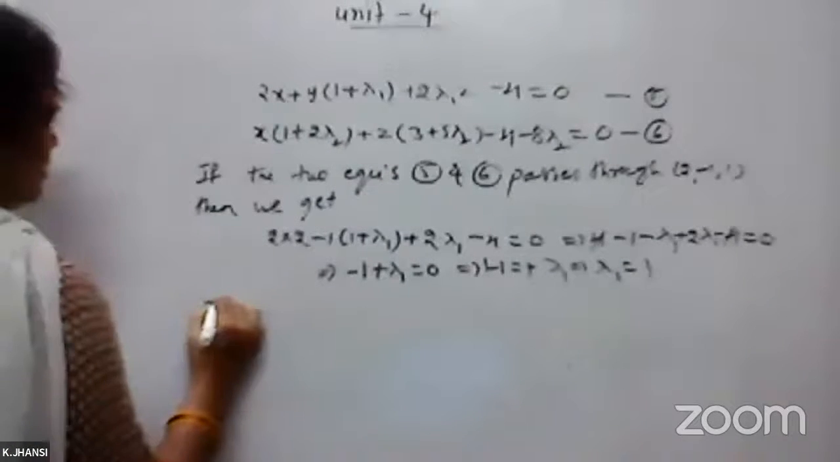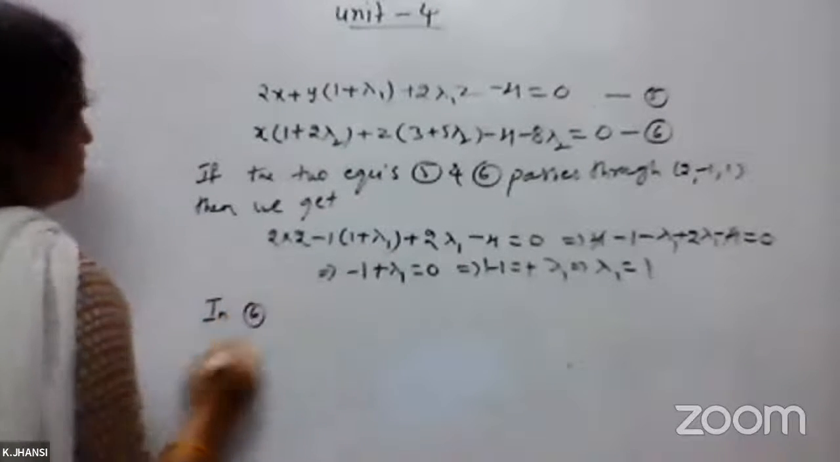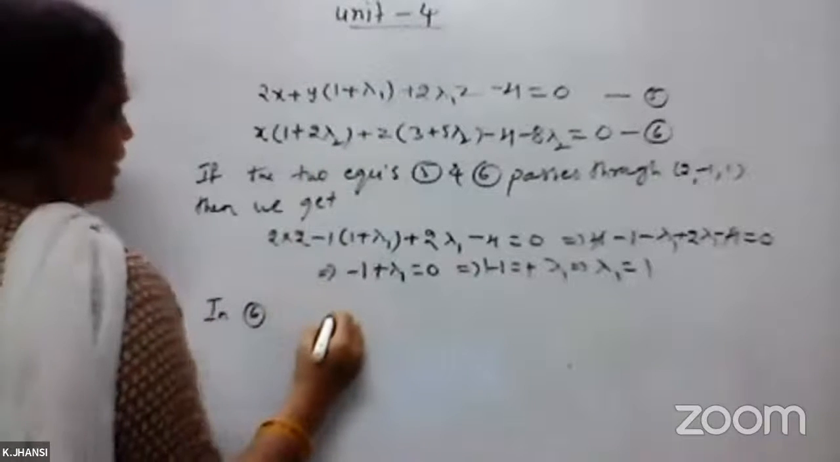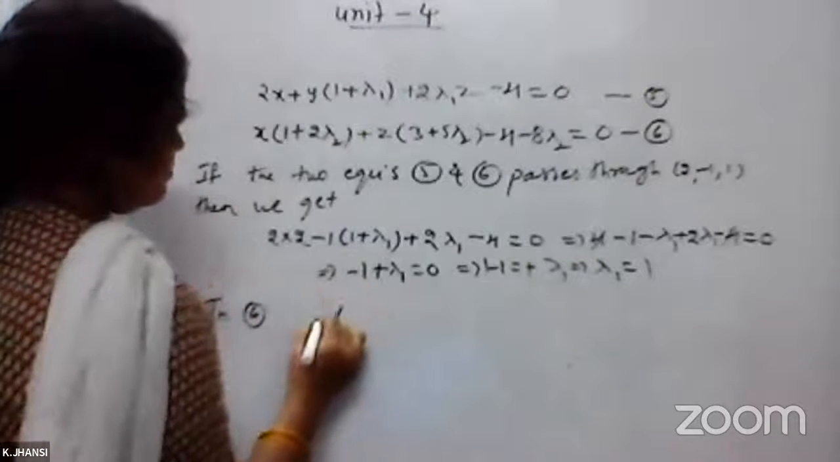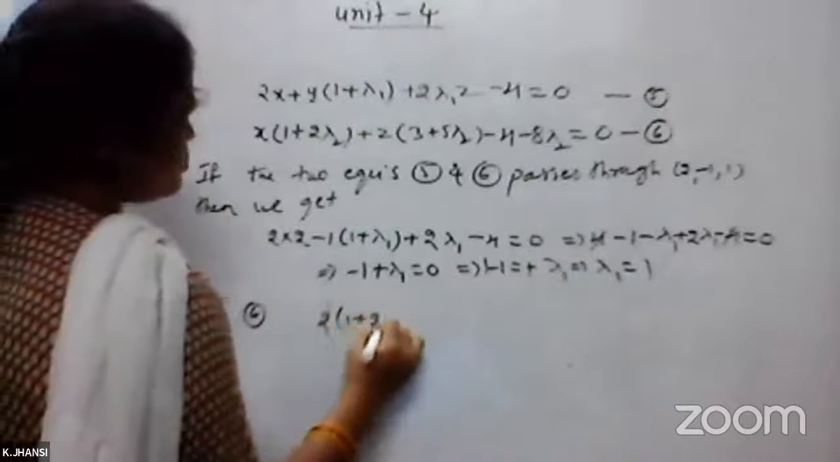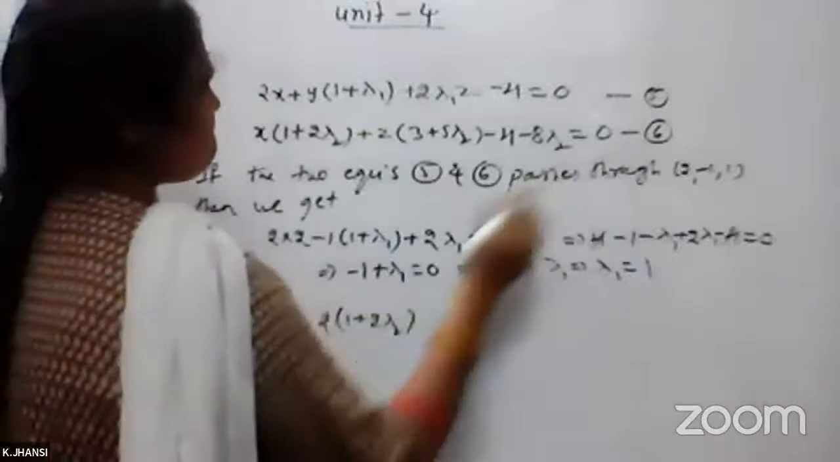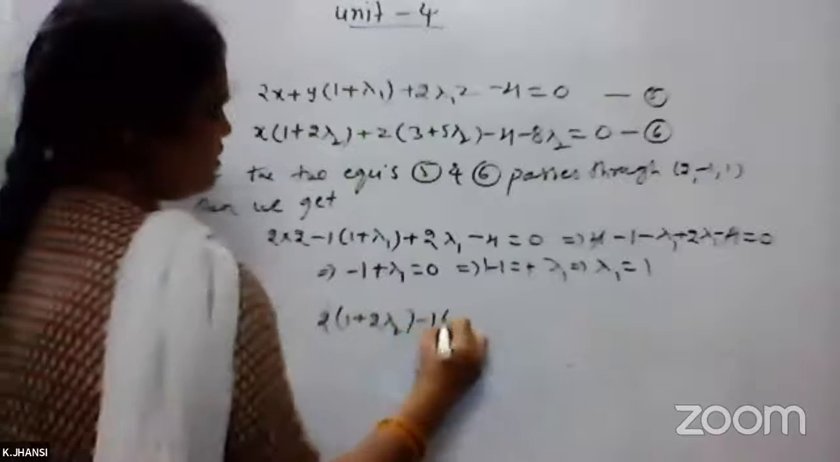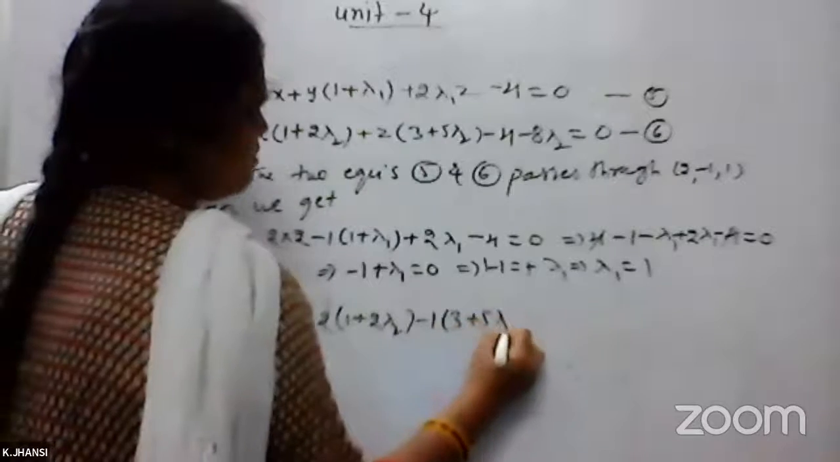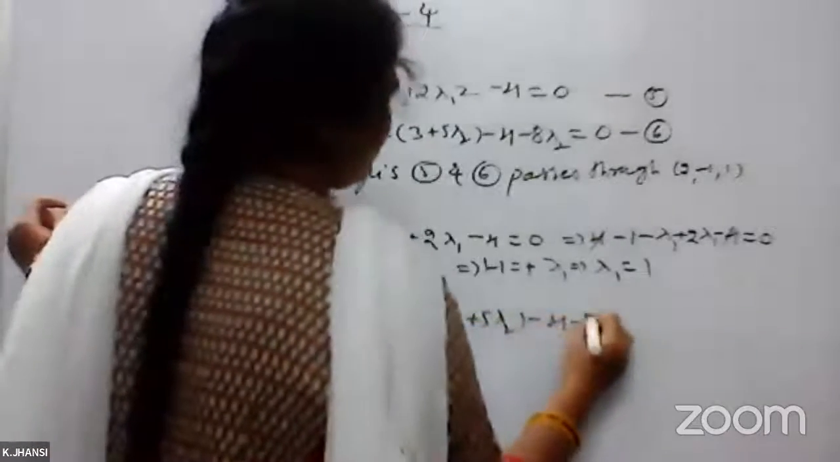So in the sixth equation, when you substitute here, what will you get? 2 into 1 plus 2 lambda 2. Here the y value is not there, so only z. Z is minus 1, 3 plus 5 lambda 2, minus 4 minus 8 lambda 2 equals 0.